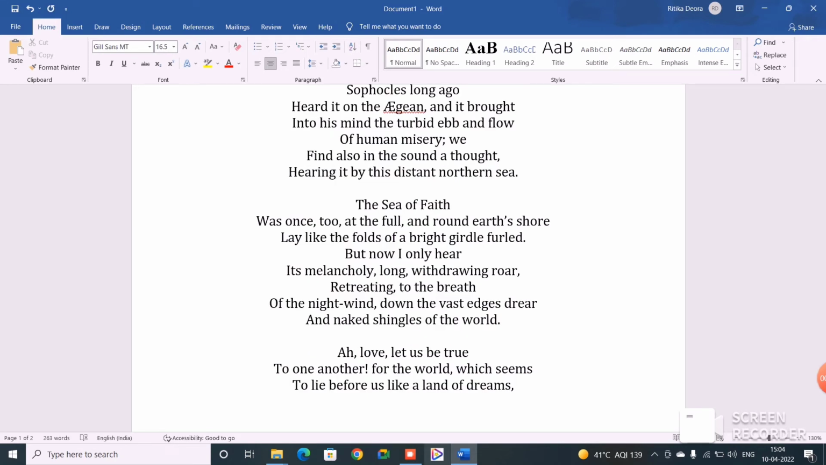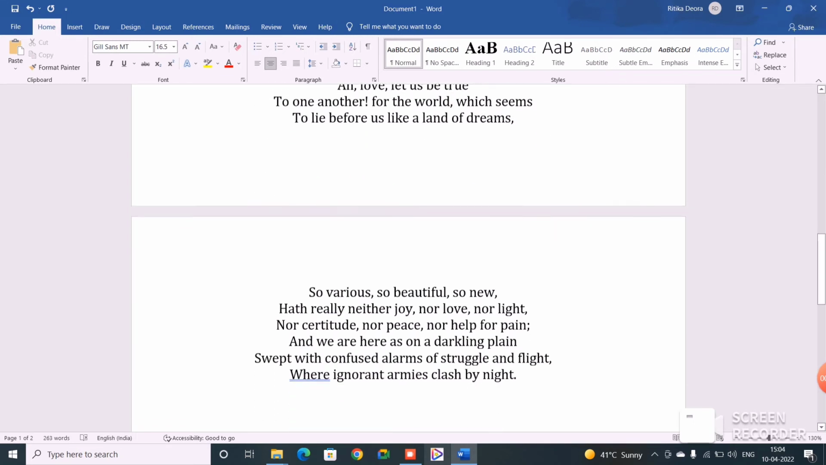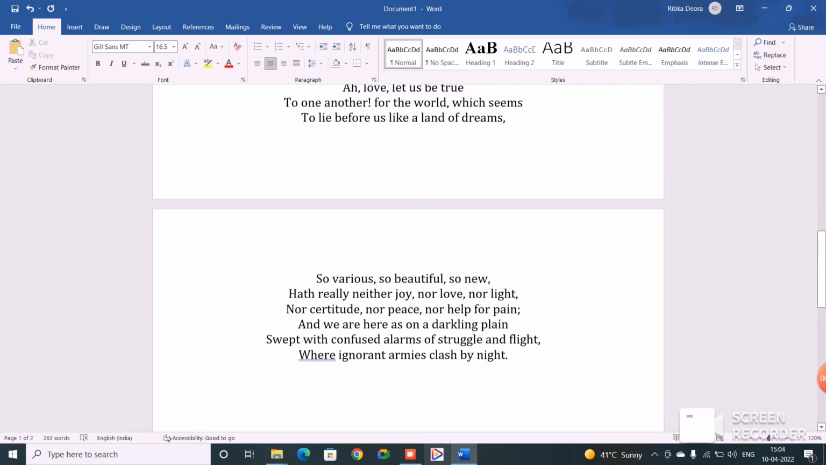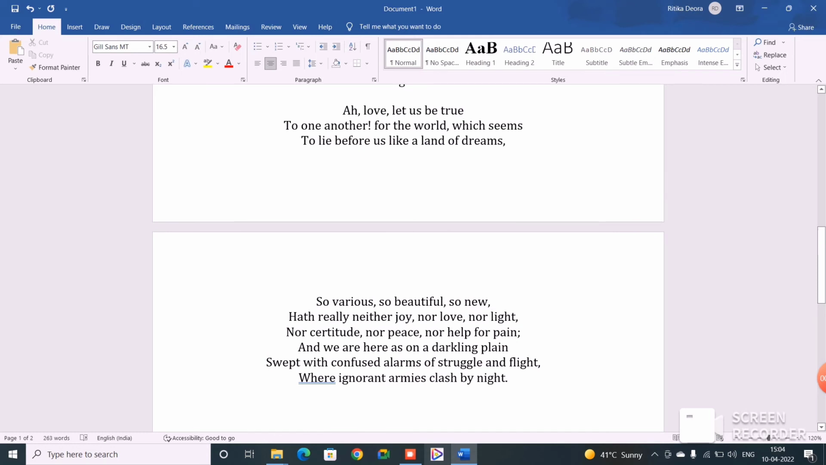Then, in the fourth stanza, the poet says, "Ah, love, let us be true to one another. For the world which seems to lie before us like a land of dreams, so various, so beautiful, so new, hath really no joy, no love, no light, nor certitude, nor peace, nor help for pain. And we are here as on a darkling plain, swept with confused alarms of struggle and flight, where ignorant armies clash by night."